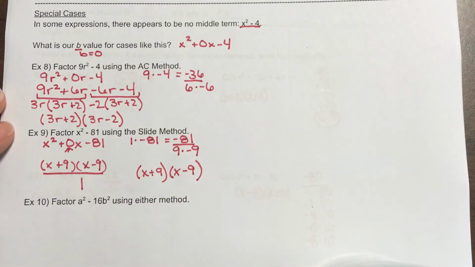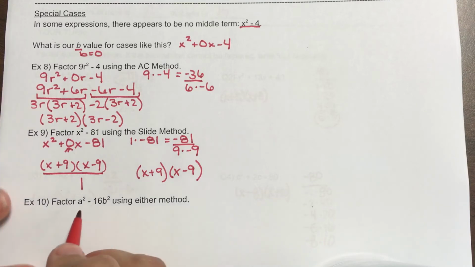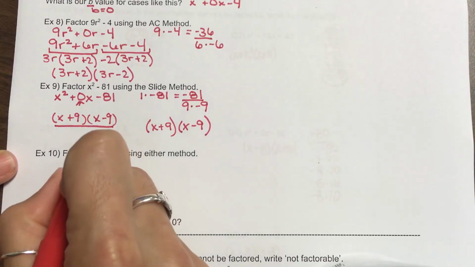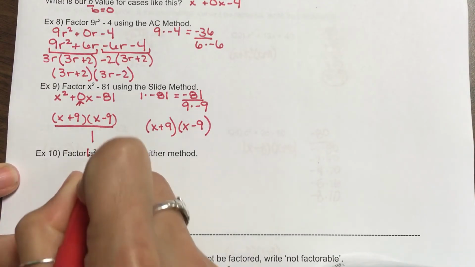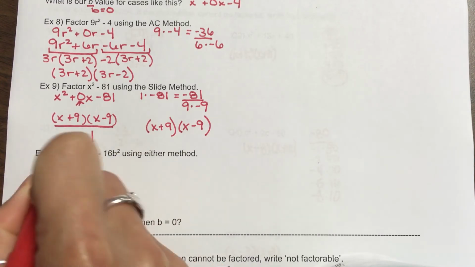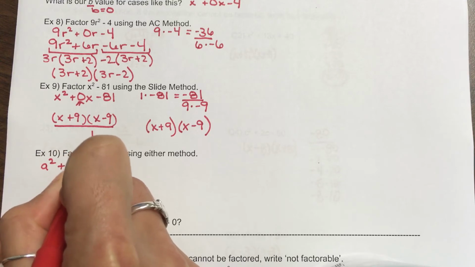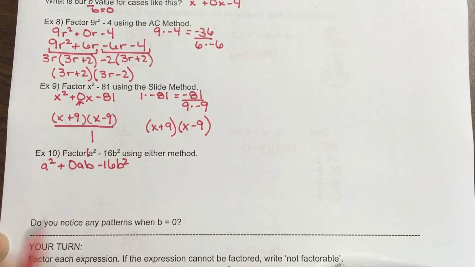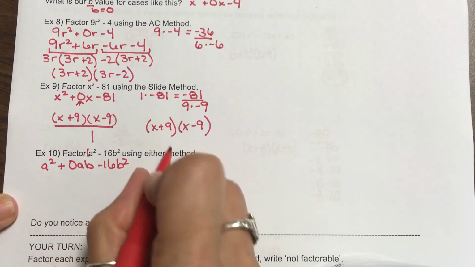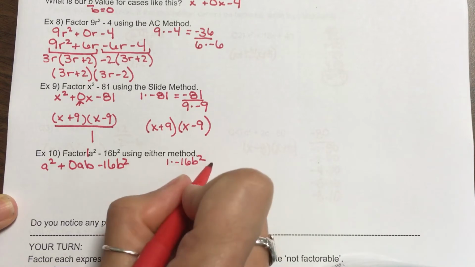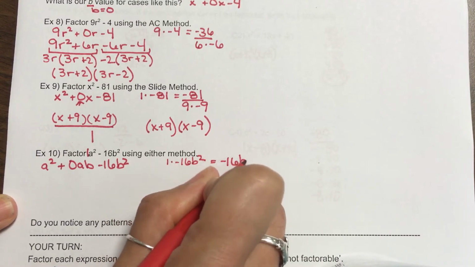Okay, and I can continue that same pattern. So if I'm looking for numbers for number 10, for example, where I have my leading coefficient here of 1, I have no ab term, so I could rewrite this as a squared plus 0ab minus 16b squared. I would be looking at multiply a by c. That would give me negative 16b squared.